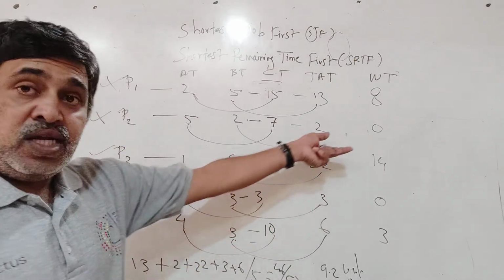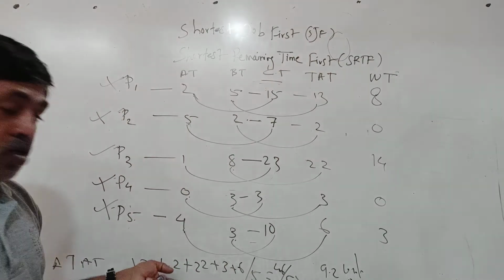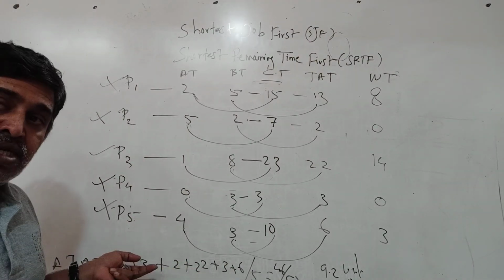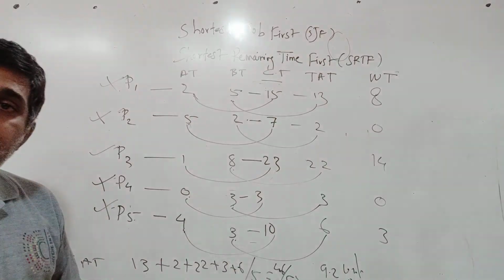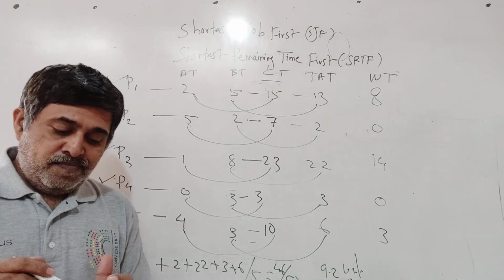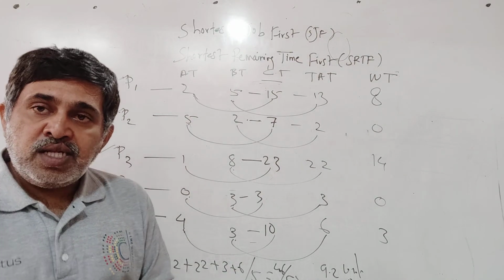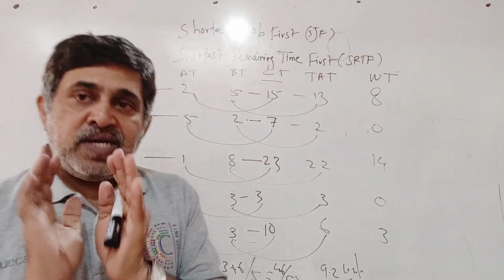So you have drawn a Gantt chart, 2 marks, you have computed turnaround time and average turnaround time, you have computed waiting time and average waiting time, you get additional 3 plus 3, 6 marks, and that is how you can score 8 marks. 8 marks in your pocket.